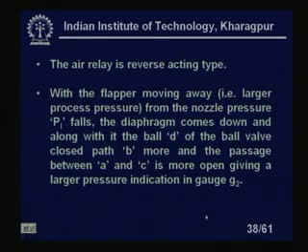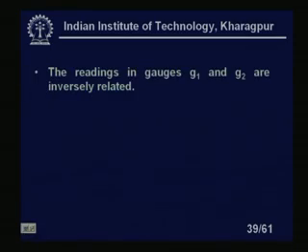And the passage between A and C is more open, giving a larger pressure indication in gauge G2. So, when G1 is showing some lower pressure, G2 will show the larger pressure. The readings in gauges G1 and G2 are always inversely related. It is the other way around also.